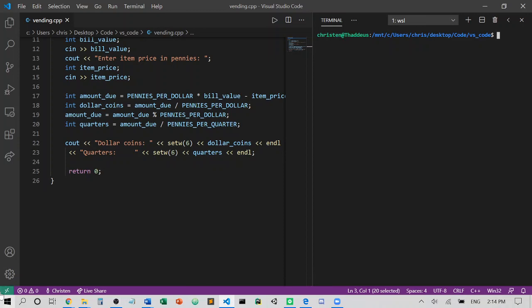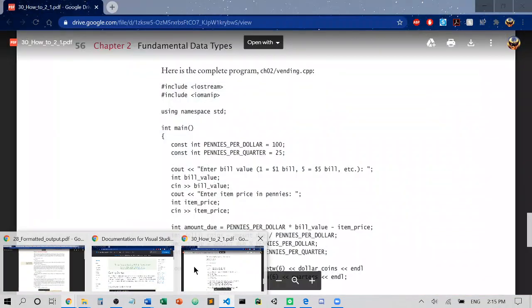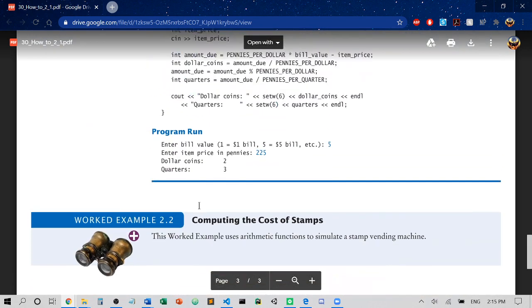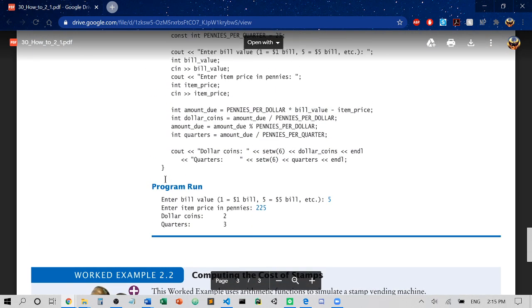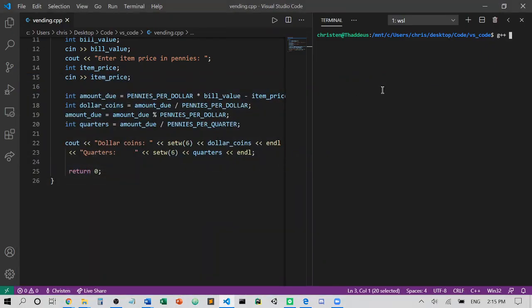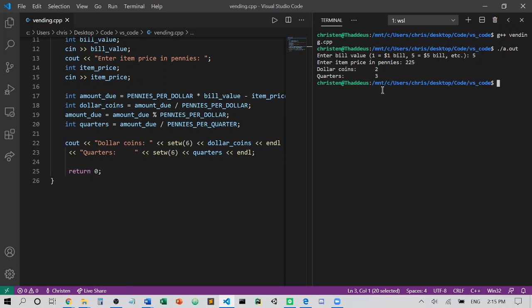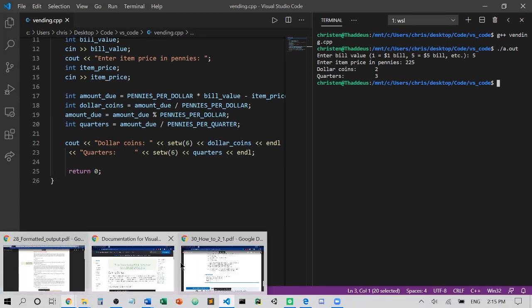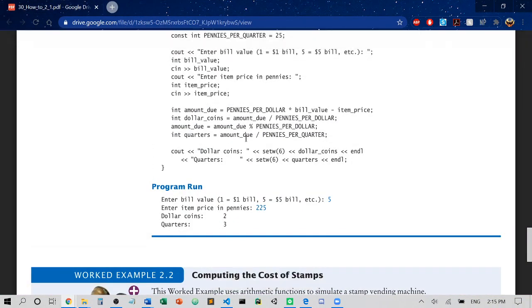So, if we are to follow the example, we need to enter $5 and 225 pennies. So, let's go ahead and compile our vending program. We're going to enter $5 for the bill value and enter 225 for the item price in pennies. And notice that we get out 2 dollar coins and 3 quarters. So our calculations match our desired output from our program.